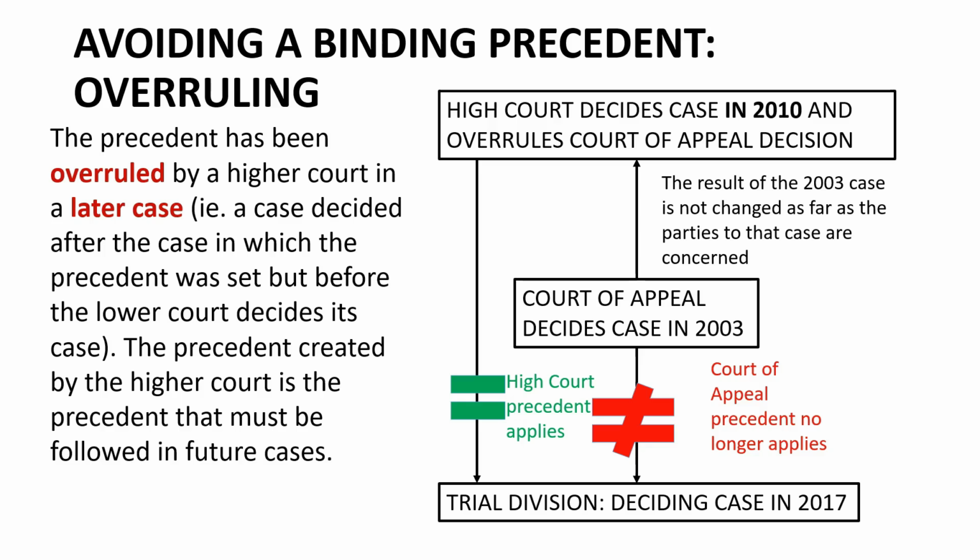Instead, the trial division is bound by the precedent established by the High Court when it overruled the Court of Appeal precedent in 2010. In overruling the Court of Appeal precedent, the High Court would have given reasons for deciding that the Court of Appeal precedent is incorrect, and the High Court would also have decided what the correct legal rule is. It is this new legal rule that makes up the precedent in the High Court case, and it is this precedent which is now binding on the Trial Division when it decides its case in 2017.